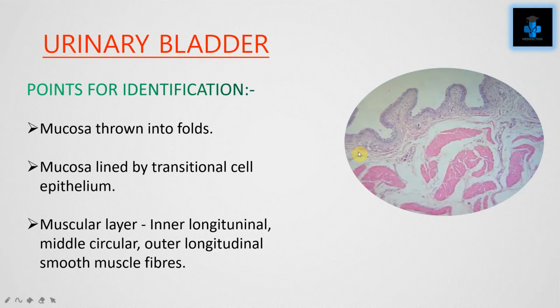Urinary bladder. Just like ureter, urinary bladder is also composed of mucosa which is thrown into folds, and here also it is lined by transitional cell epithelium. But in urinary bladder, the muscular layer consists of inner longitudinal, middle circular, and outer longitudinal smooth muscle fibers.